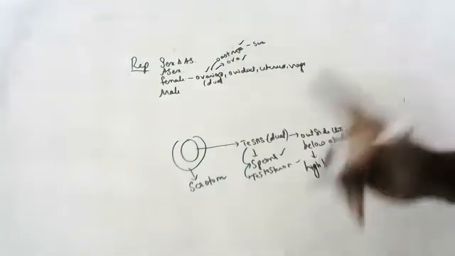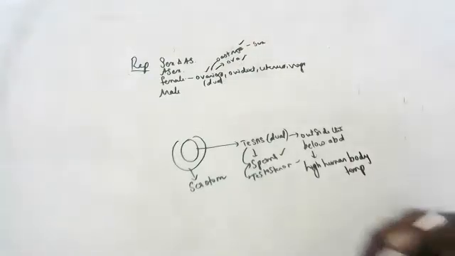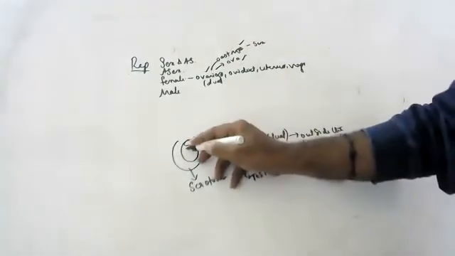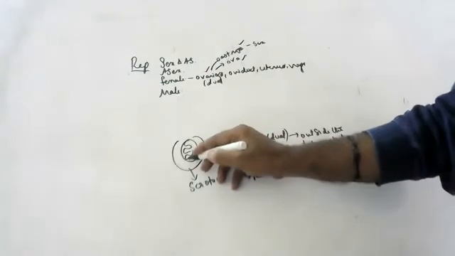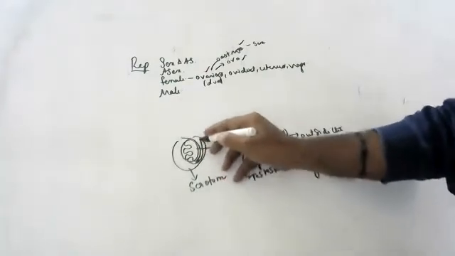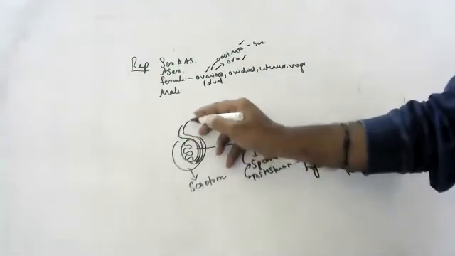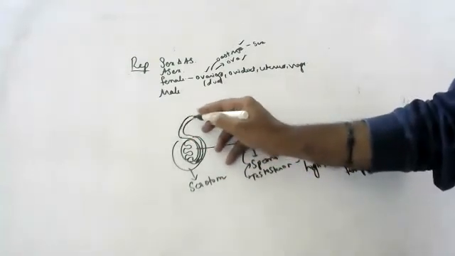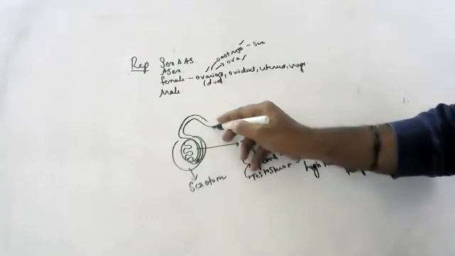Testes cannot withstand high body temperature. They require a cooler climate for the formation of sperms. Inside, the sperms will form, children. Somewhat like this, it will come, children.